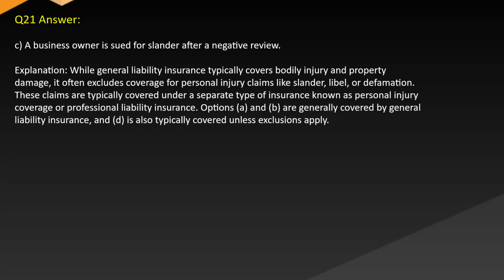Answer: C. A business owner is sued for slander after a negative review. Explanation: while general liability insurance typically covers bodily injury and property damage, it often excludes coverage for personal injury claims like slander, libel, or defamation. These claims are typically covered under a separate type of insurance known as personal injury coverage or professional liability insurance. Options A and B are generally covered by general liability insurance, and D is also typically covered unless exclusions apply.